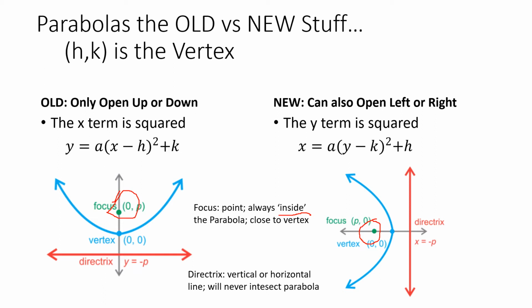And the directrix is a vertical or horizontal line that will never intersect the parabola. So it's either going to be like underneath it here. It'll never be like this where it intersects the parabola. It'll always be like right under the vertex, or obviously if the parabola opened downward, then the directrix would be going that way. It would never actually intersect the parabola itself.